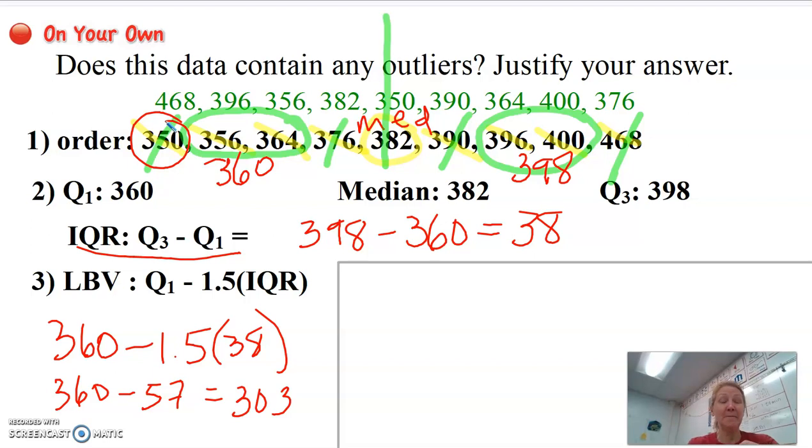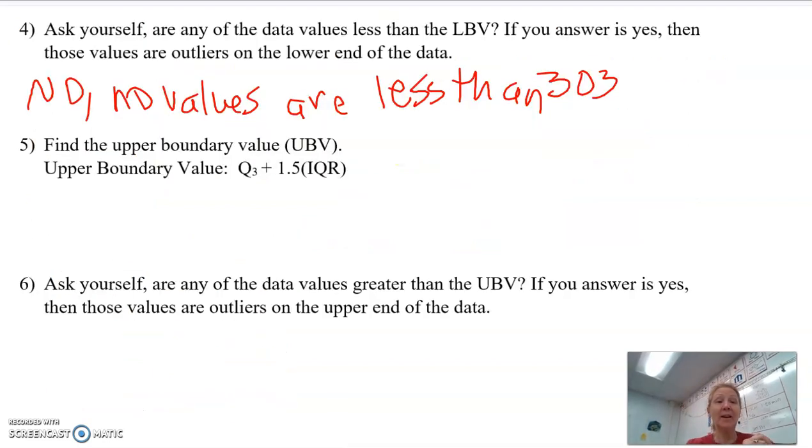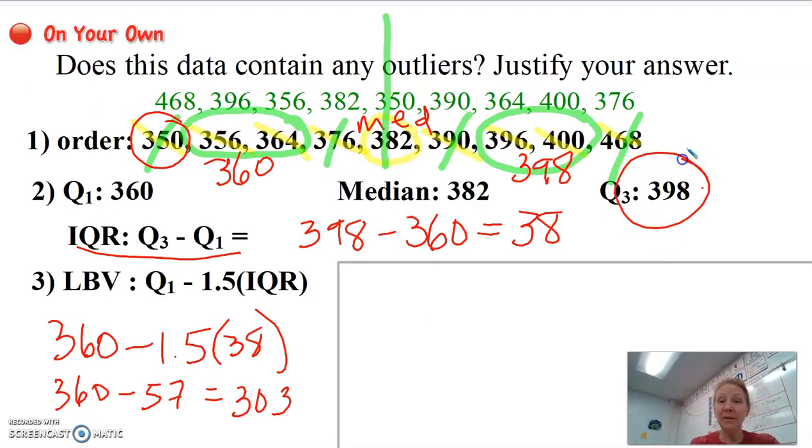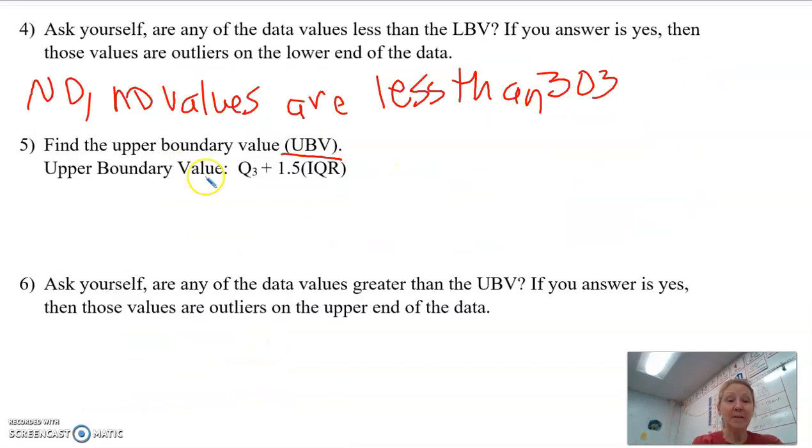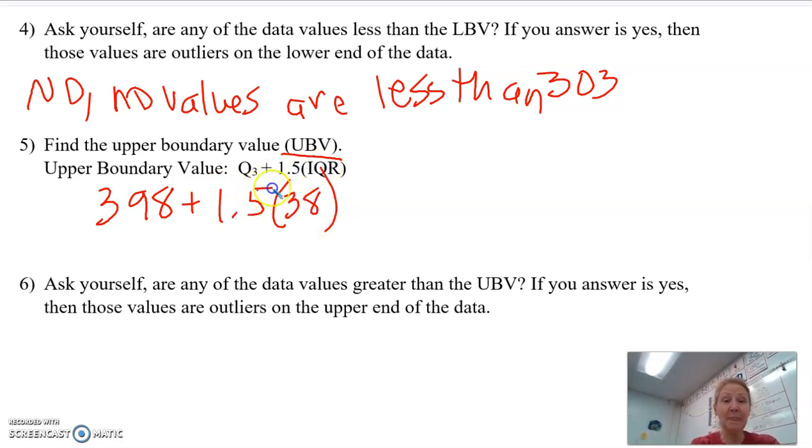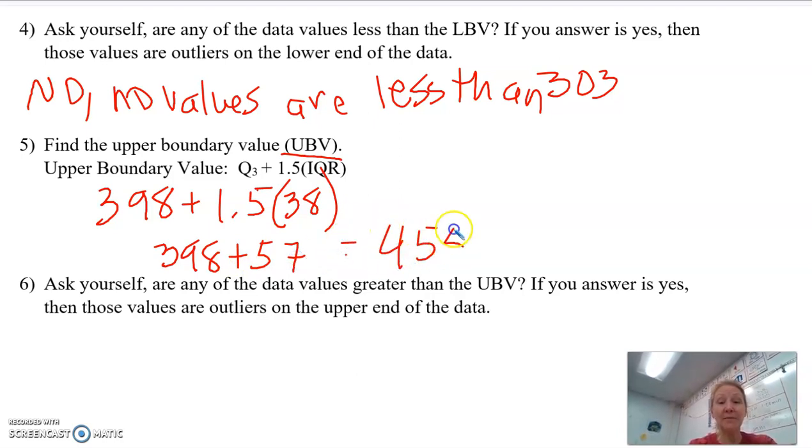It's not an outlier. And then I'm going to calculate using the Q3. I'm going to now do the upper boundary. So this is the Q3 that I want to use, 398. So I'm going to do 398 plus 1.5 times the IQR. This time it's plus instead of minus. The lower boundary value had a minus there, right? This is the same thing. It's also going to be 57. 398 plus 57 equals 455.